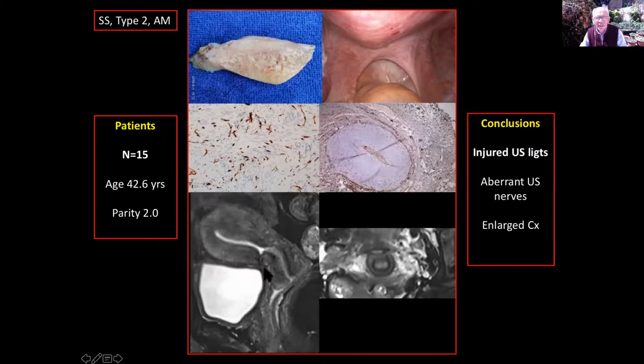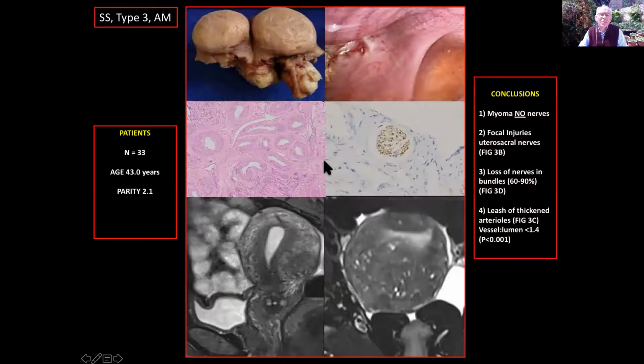As I said, the cervix tends to be a little enlarged compared to other patterns of adenomyosis, and you can see it routinely, these injuries routinely on MRI scanning. So that's type 2. This is type 3, adenomyoma or leiomyoma, both are the same pathology.